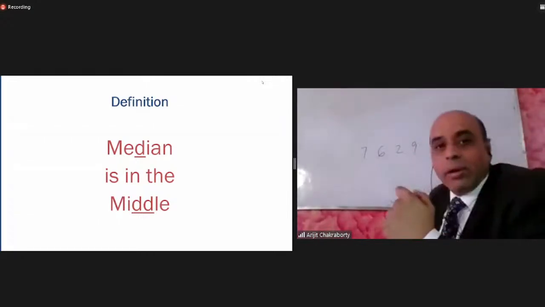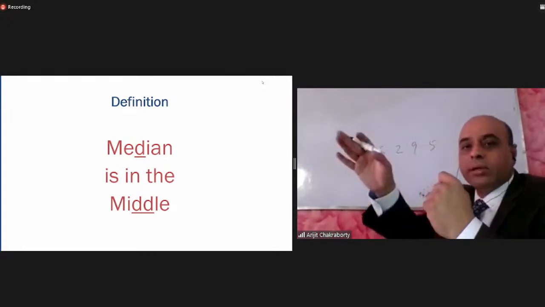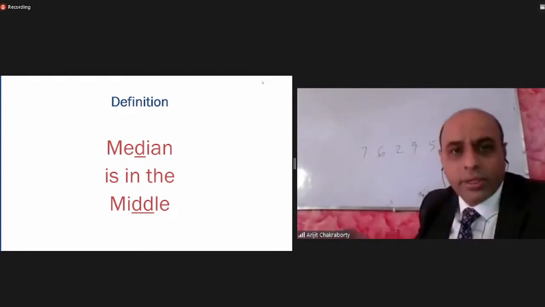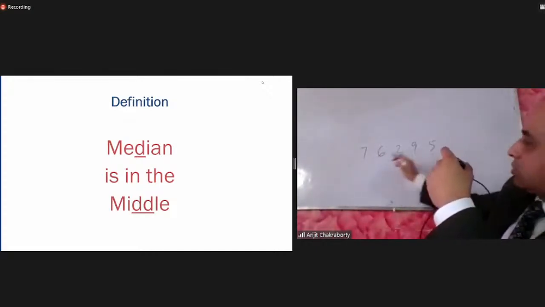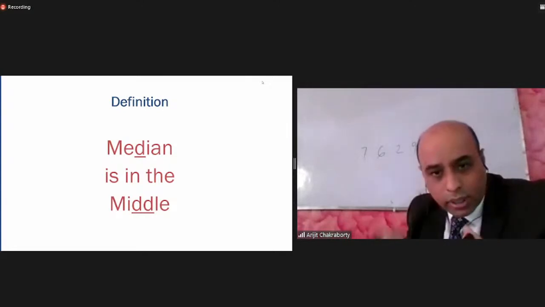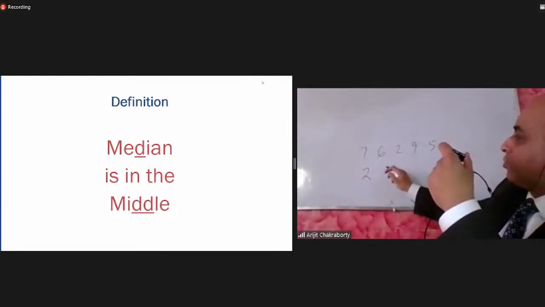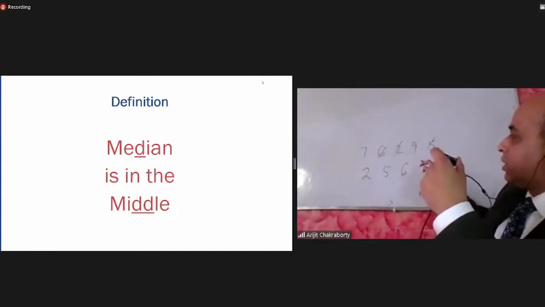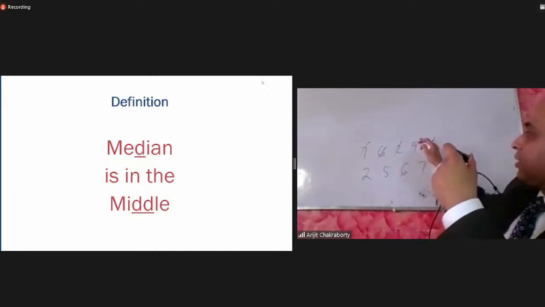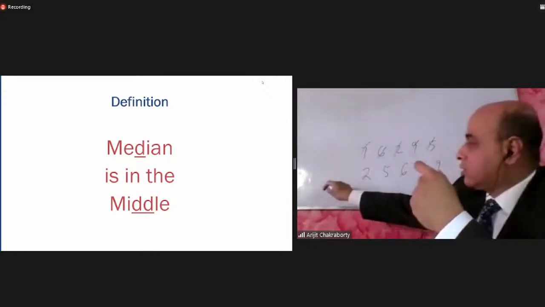Now, when you are calculating median, please remember you have to arrange them in ascending order or descending order. Usually we use ascending order, from the smallest to the largest. Here 2 is the first one, then 5, then 6, then 7, and then 9. So I have got ascending order, going up.